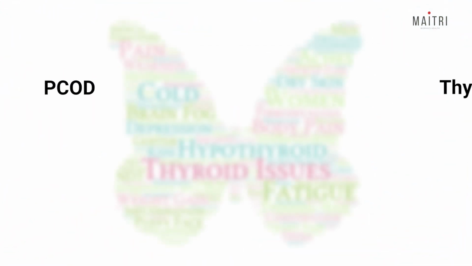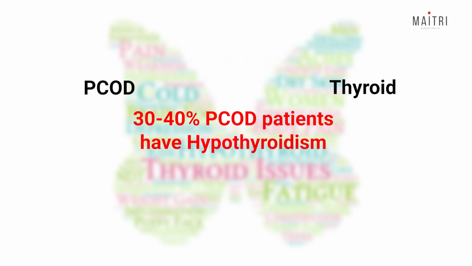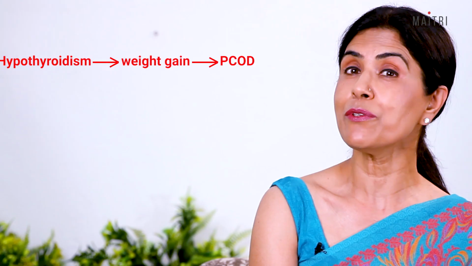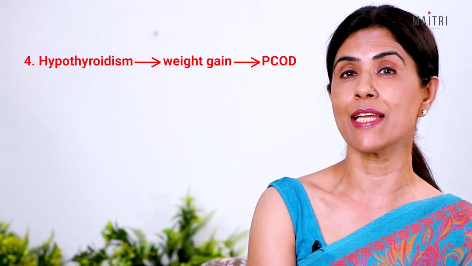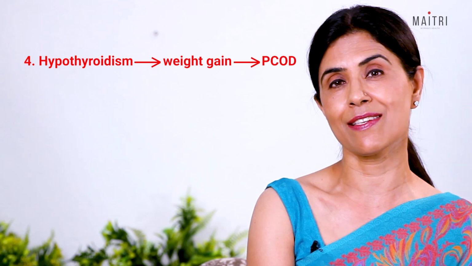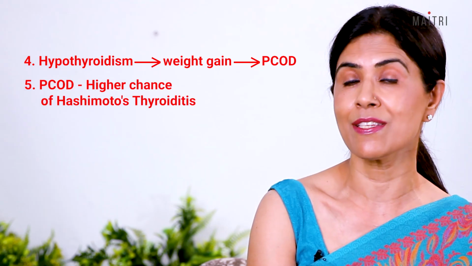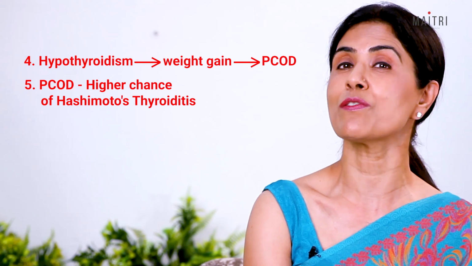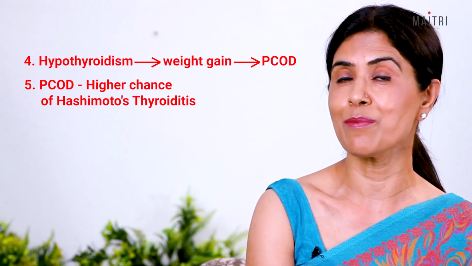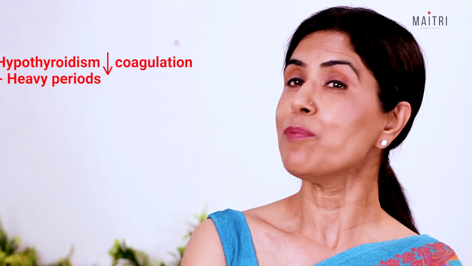That is why as high as 30 to 40% of PCOD patients have associated hypothyroidism. Hypothyroidism also causes weight gain, which further increases the chances of PCOD. Also, PCOD patients have a higher chance of autoimmune Hashimoto's thyroiditis.